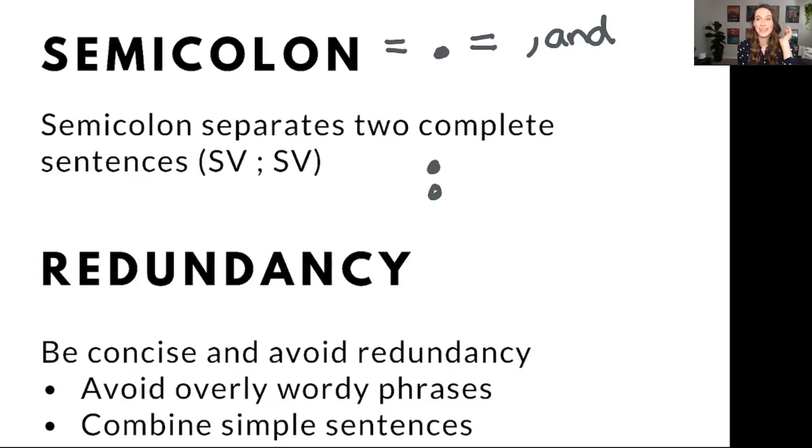But you can if the second sentence explains the first sentence. Then you need to use a colon instead of using the comma and or the semicolon. And that grammar handout goes into detail with that rule.